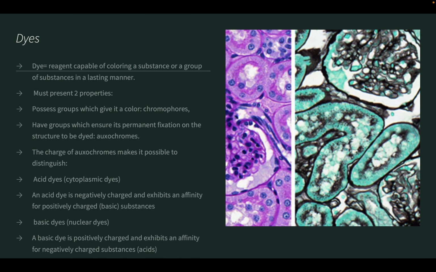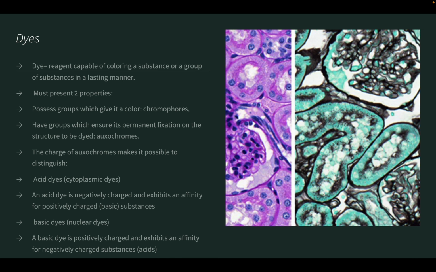Dyes. What are dyes? A dye is a reagent capable of coloring a substance or a group of substances in a lasting manner. It must present two properties: possess groups which give it a color, and they are called chromophores, and have groups which ensure its permanent fixation on the structure to be dyed, and they are called oxochromes. So let's talk now about oxochromes.